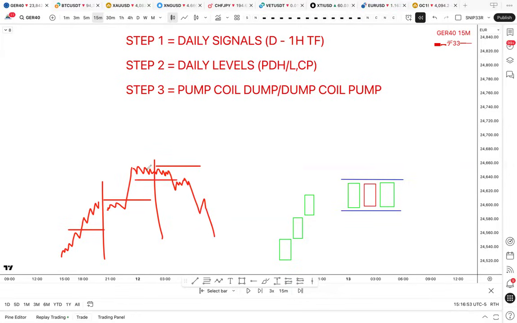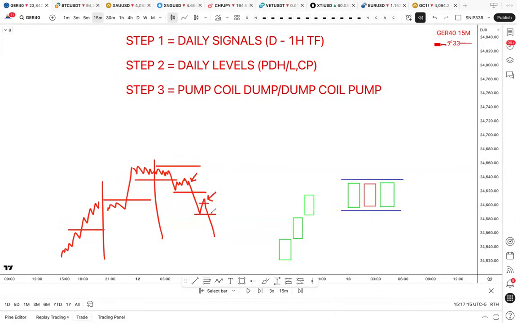This is an obvious consolidation. This is my new low. And from here, I restart the process. Is it a pump coil dump or is it a top? Because A tops can be low hanging fruit too. A tops can be trend trades too. Is it an A top trap and shift?